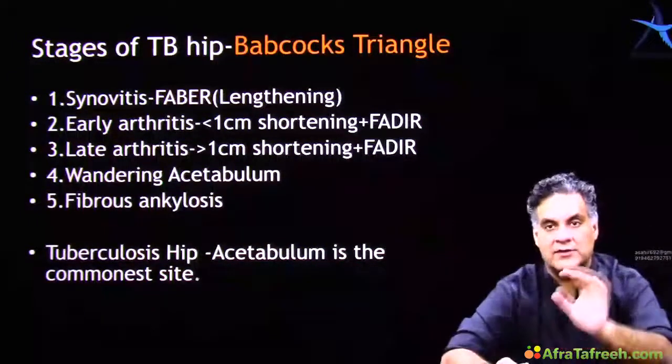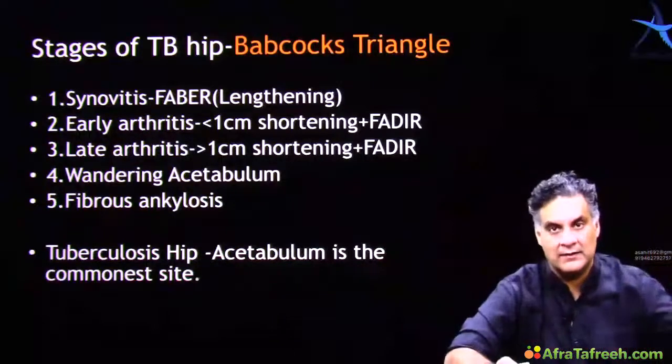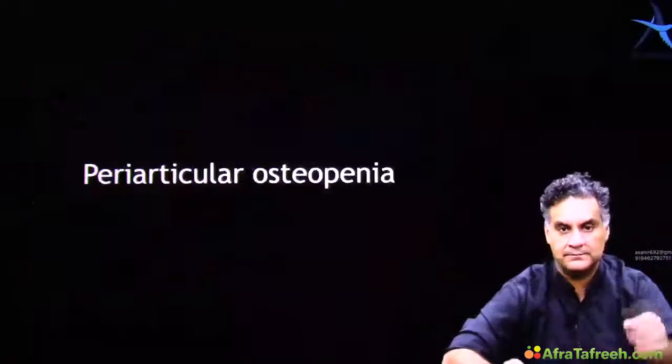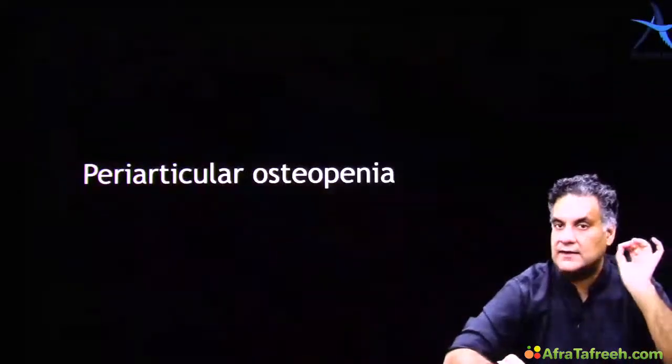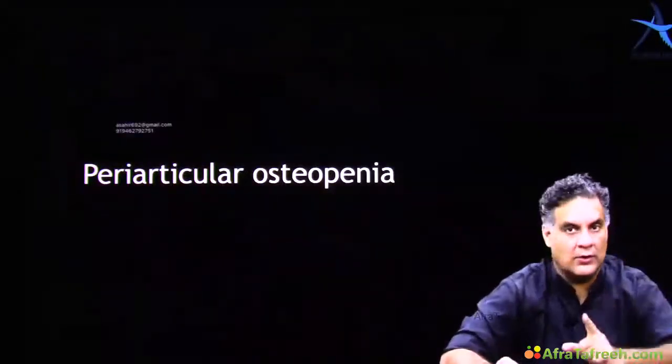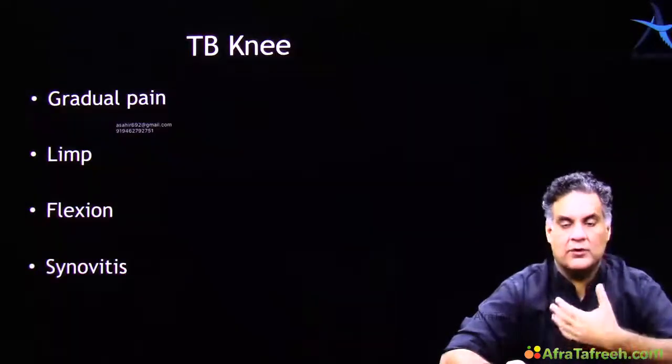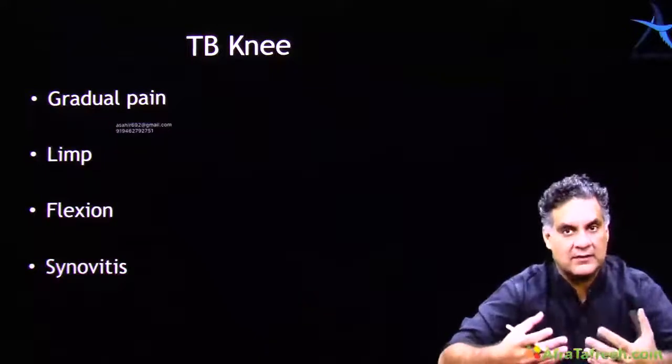When there is fibrous fusion, fibrous ankylosis, because the spine is bony, peripheral joint is fibrous ankylosis. Remember, TB affects the acetabulum. The earliest neurological sign in TB spine is loss of curvature. TB hip: periarticular osteopenia. Tuberculosis of the knee is a chronic process.